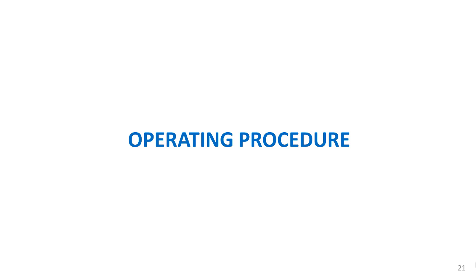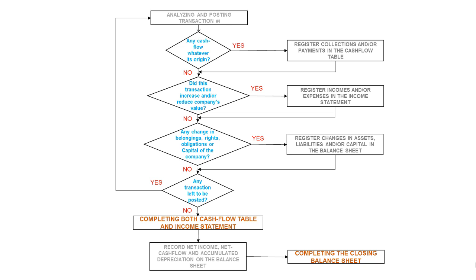We are almost ready to start accounting for the scope and case transactions. But before that, let's present the outline of the operating procedure we will follow. We will analyze and post all the transactions by means of an iterative process. We start analyzing transaction number 1. We need to ask ourselves whether this transaction involves any cash flow, whatever its origin. If the answer is yes, we must calculate the eventual collections or payments and then reflect them on the cash flow table.